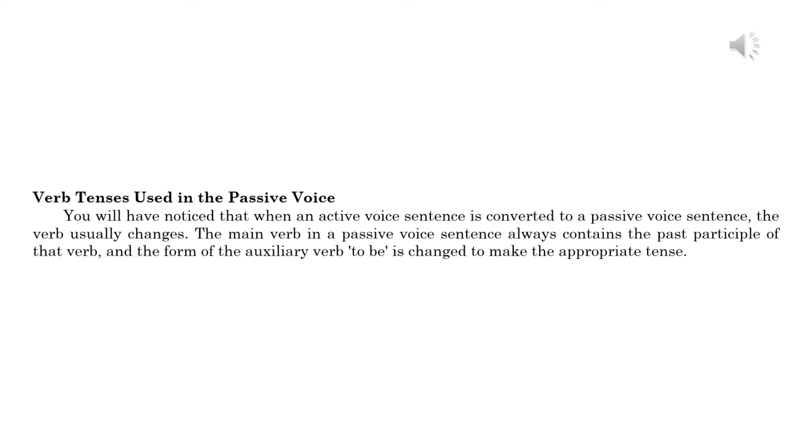Verb tenses used in the passive voice. You will have noticed that when an active voice sentence is converted to a passive voice sentence, the verb usually changes. The main verb in a passive voice sentence always contains the past participle of that verb, and the form of the auxiliary verb to be is changed to make the appropriate tense.